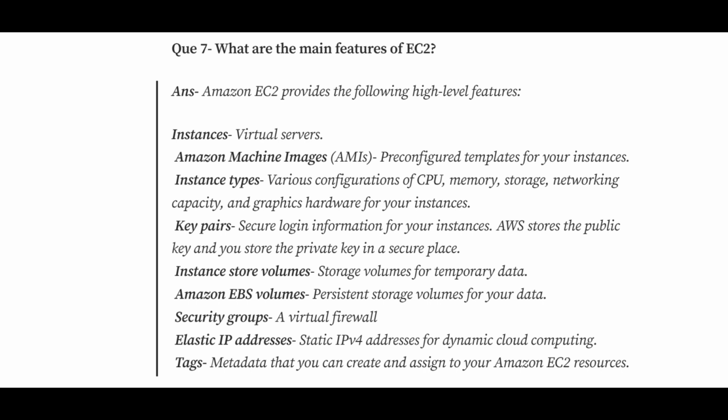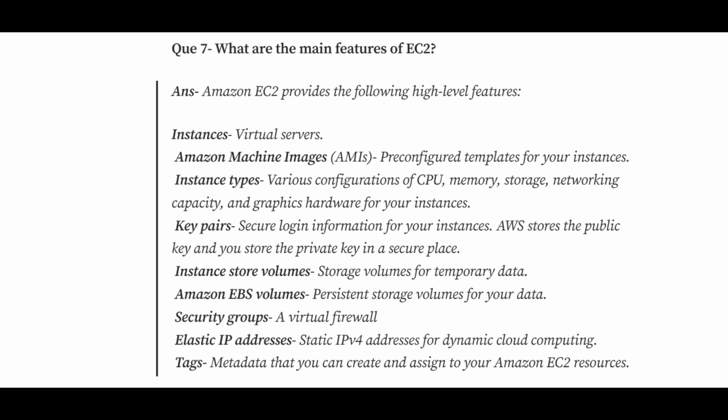Then we have key pairs. Key pairs, as we have already talked about, are used for securely logging in. AWS stores the public key and you store the private key in a secure place. Then we have instance store volumes. These are storage volumes for temporary data that is deleted when you stop, hibernate, or terminate your instance.